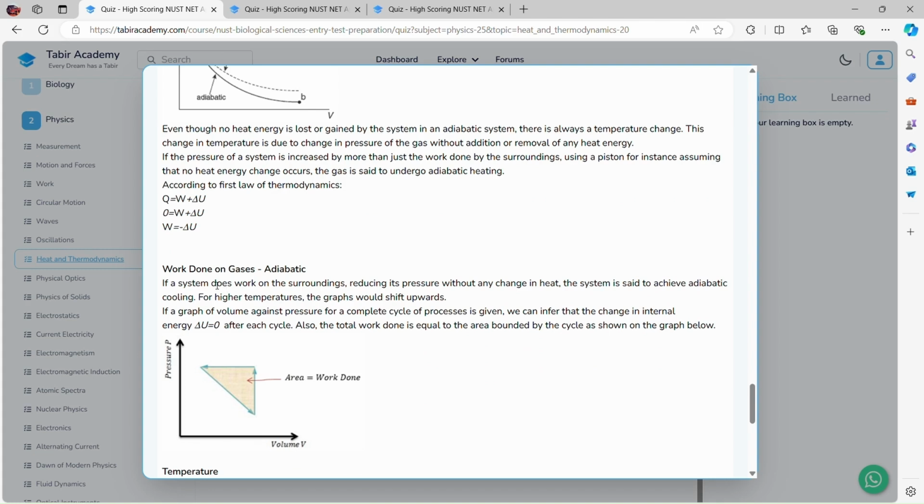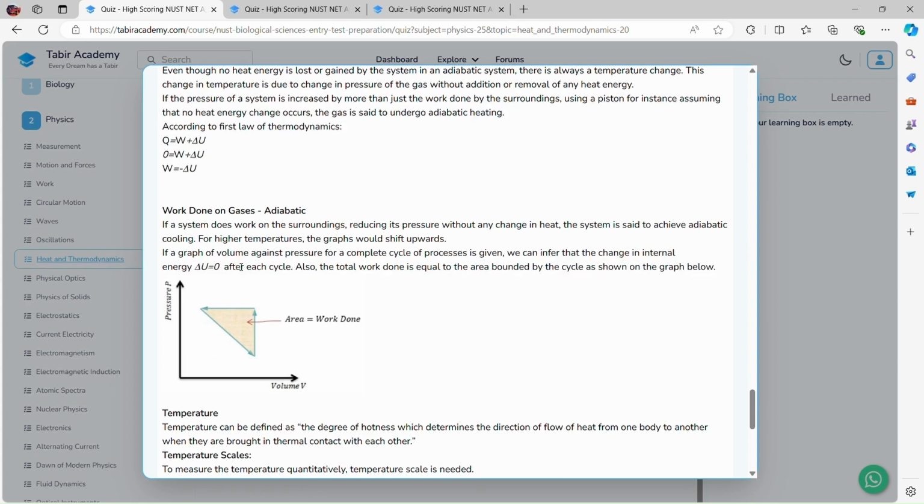Work done on gases, adiabatic. If a system does work on the surroundings, reducing its pressure without any change in heat, the system is said to achieve adiabatic cooling. For higher temperatures, the graphs would shift upwards.